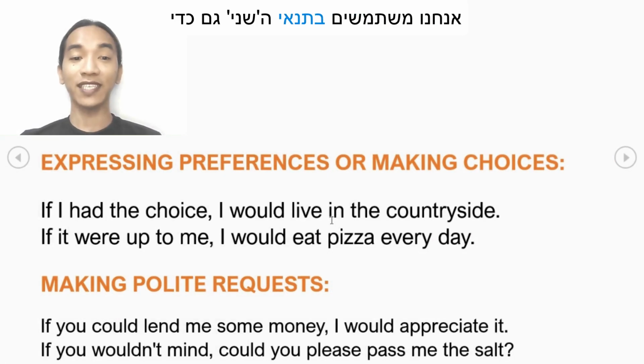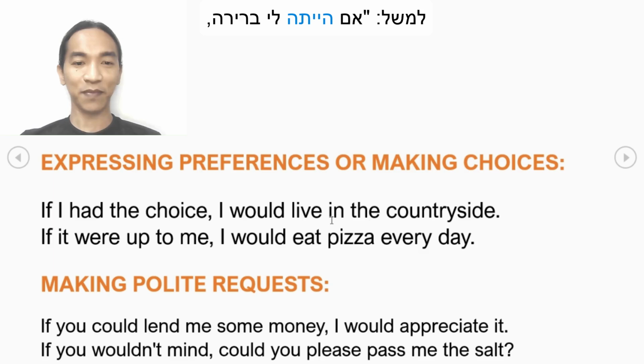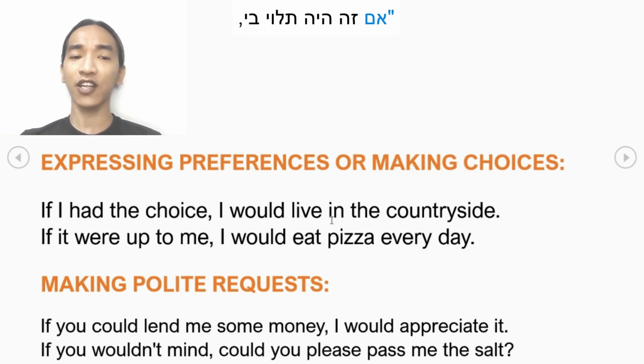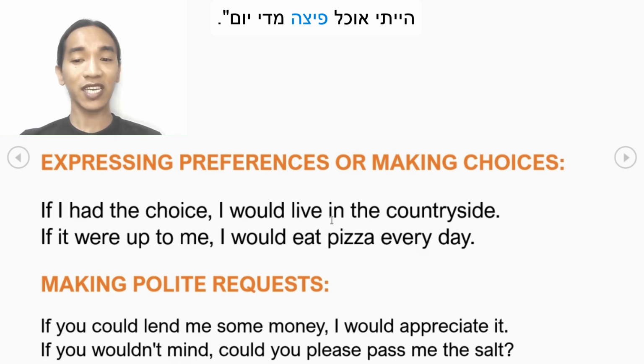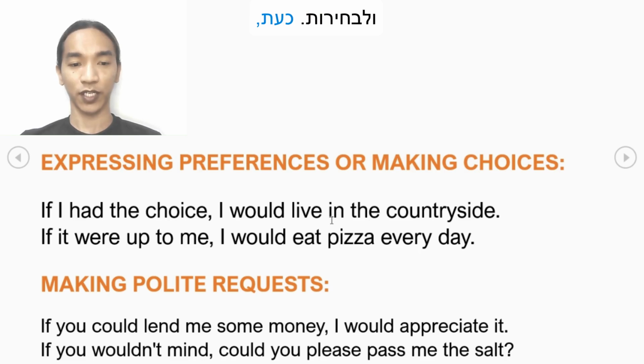We also use the second conditional to express preferences or to make a choice. Like, for example, if I had a choice, I would live in the countryside. If it were up to me, I would eat pizza every day. So as you can see, those are sentences for preference and choice.